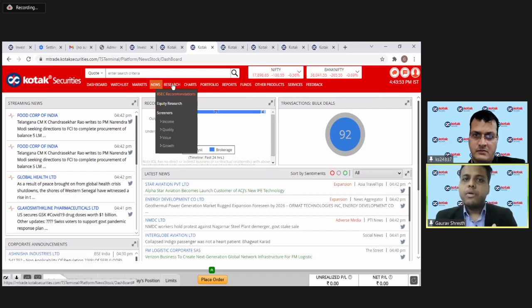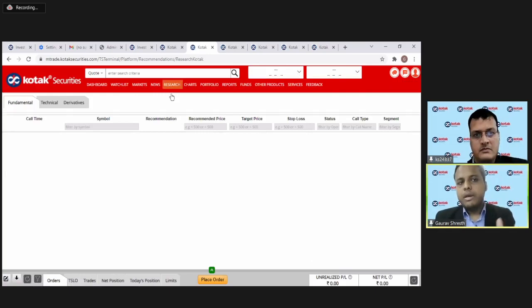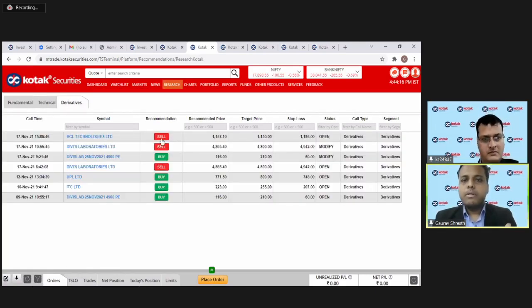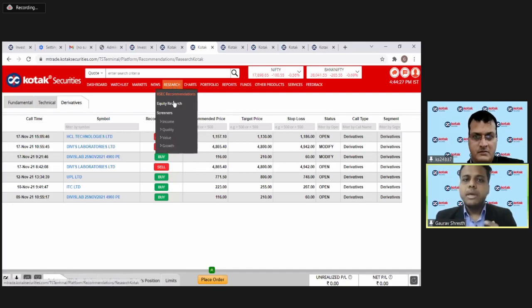The last thing that we want to cover before taking your questions is the research section. Under the research section, we have two main sections. One is the KSEC recommendation, and another is the equity research screener. In KSEC recommendation, you will get all our recommendations. Under this, there are three main subsections: fundamental, technical, and derivative. The good thing is that you can execute your order from this page itself. The target price, the recommended buy price, and the stop loss will be given in detail on this page itself.